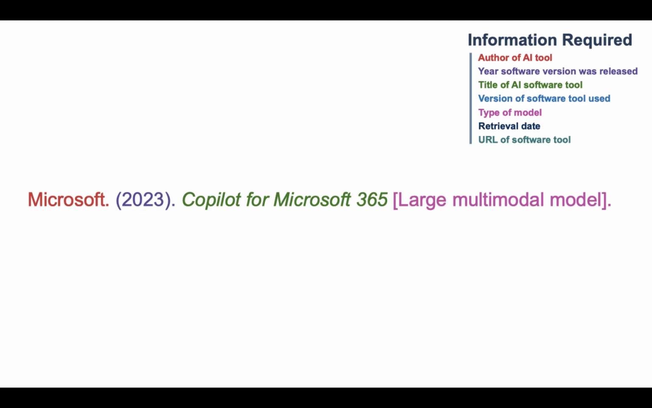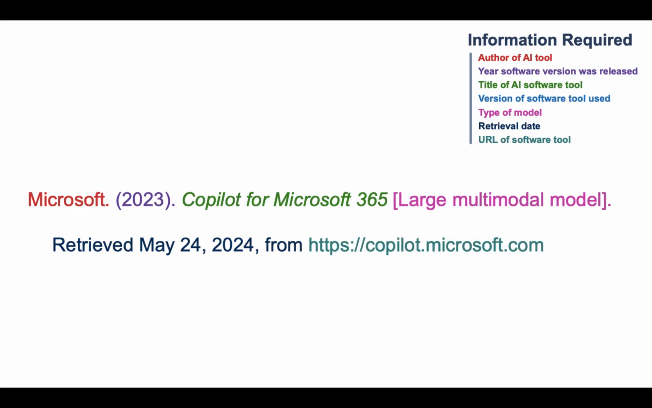We recommend adding a retrieval date, as it may not be possible for someone else to retrieve the exact text that is being cited. Add retrieved, month, day, comma, year, comma, from. Lastly, add the URL that comes as close to the source as possible. As Copilot does not provide a stable link to prompts and responses, add the URL for the tool's homepage.